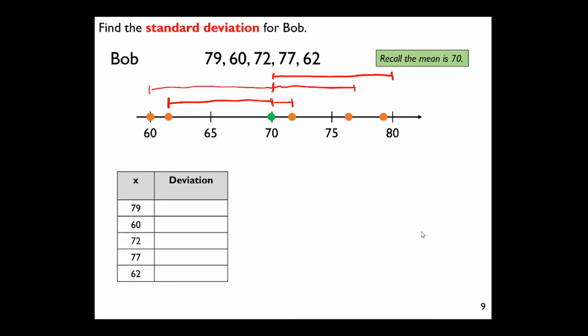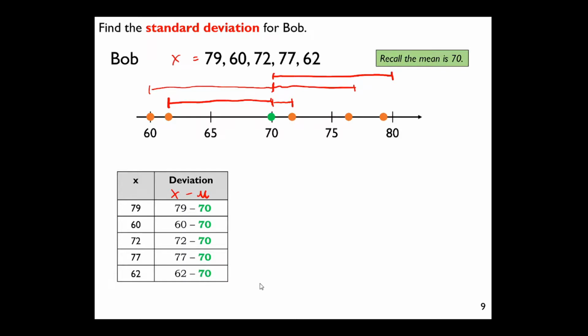It doesn't matter. The deviations are the distance from the x to the mean. Symbolically, let's say this was a population, right? So these would be my x's. The deviation would be x minus the population mean, which would be 70 in this case. So the first score would be 70 minus 79, and then 60 minus 70, and then 72 minus 70, and so on, right? Working these out would give us the distance.